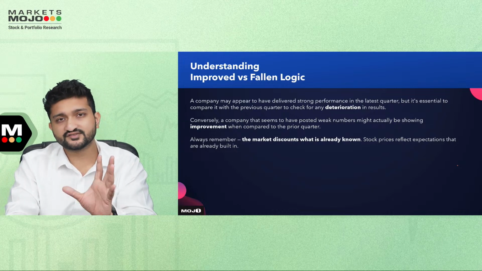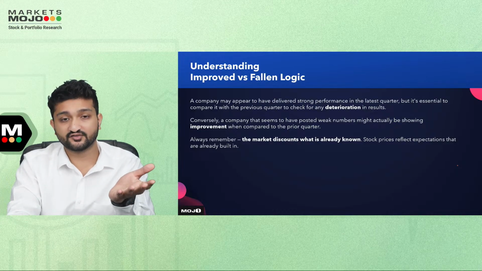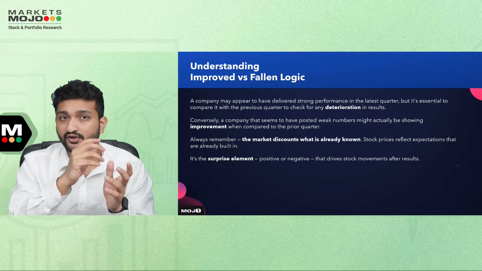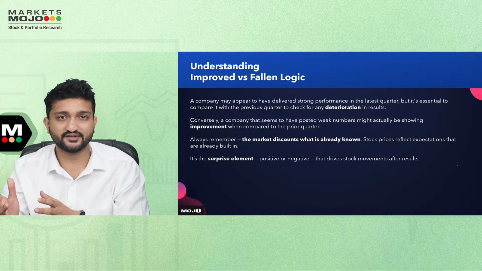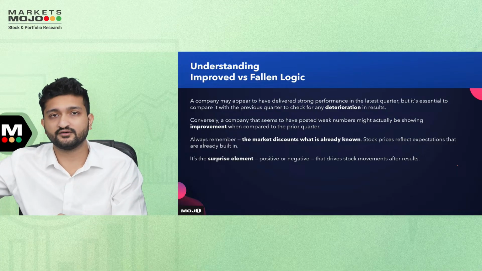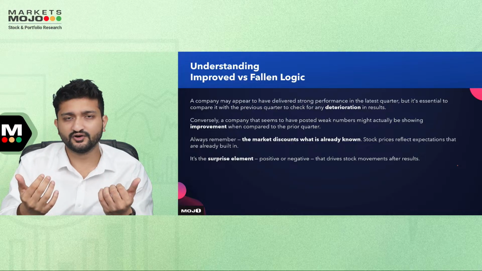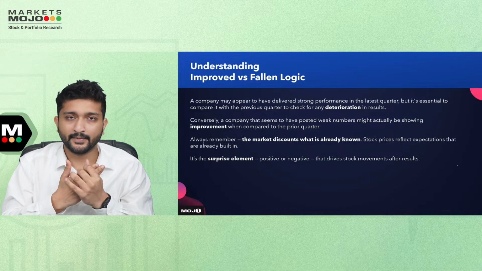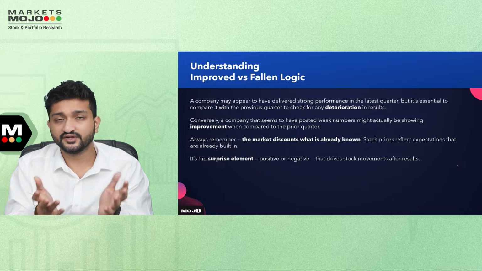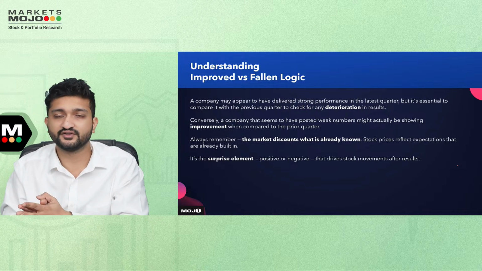But there are something which are surprises, which go ahead of expectations. Stock prices reflect expectations that are already built in. It's the surprise element that, okay, we didn't expect this in the result. We didn't expect this in the financial trend. We didn't expect this in this time result. That moves the stock after the results. Okay, so it's that improved factor or the fallen factor, or it's just that surprise element. Many times, we see that the company has declared good results, so why is it going down? The reason is because it did not declare as per the expectations of the investors.